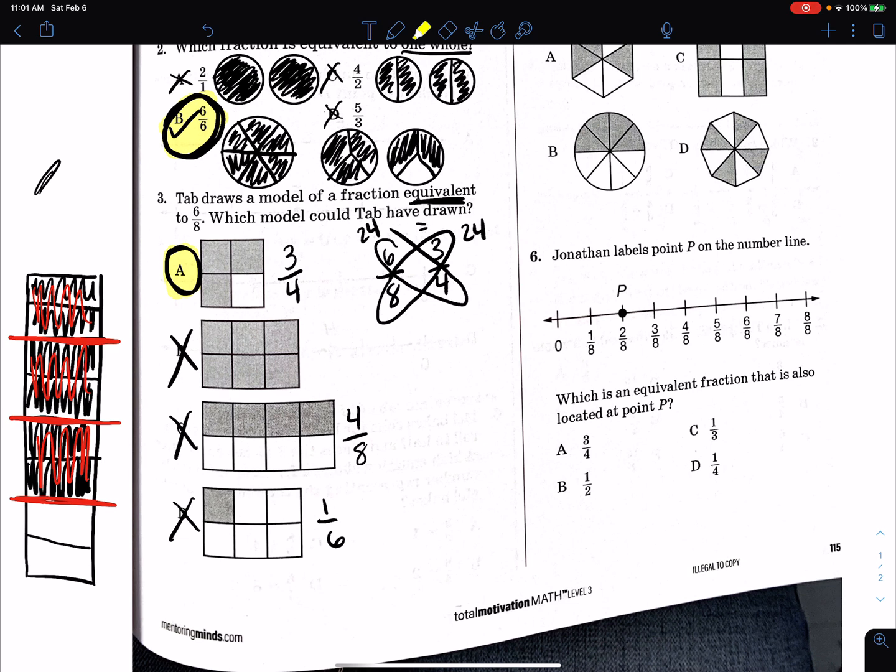So today you are going to finish page 115. You are going to do 116. Please don't forget to send a picture to your teacher when you're done.